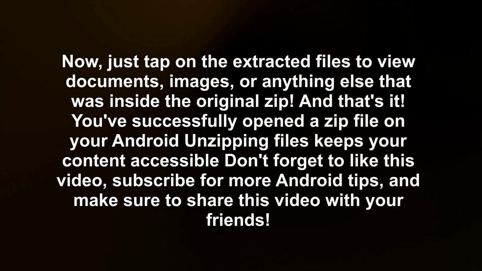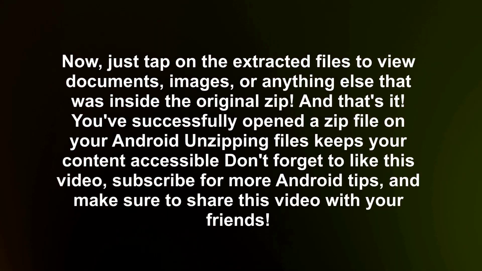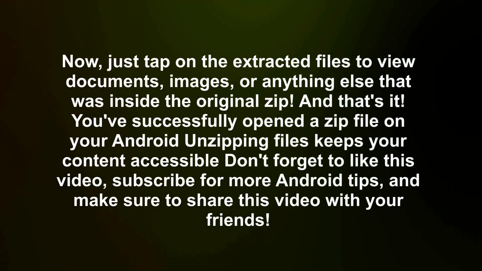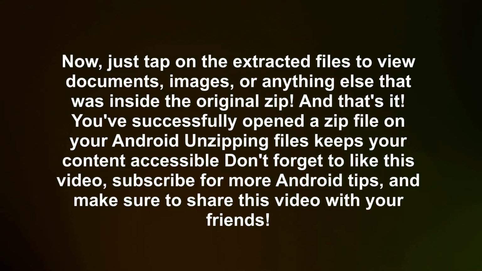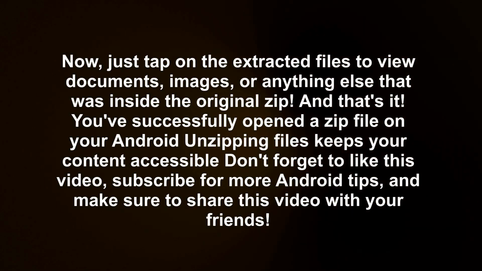Now, just tap on the extracted files to view documents, images, or anything else that was inside the original zip, and that's it. You've successfully opened a zip file on your Android. Unzipping files keeps your content accessible.